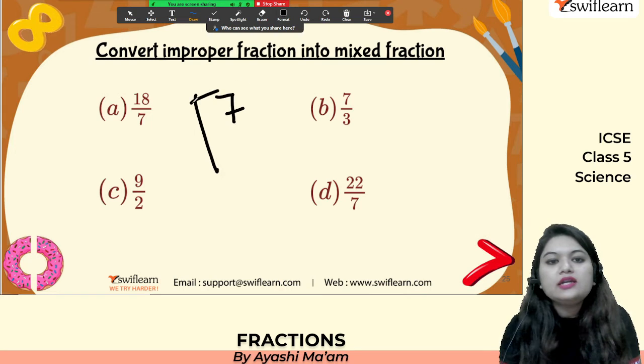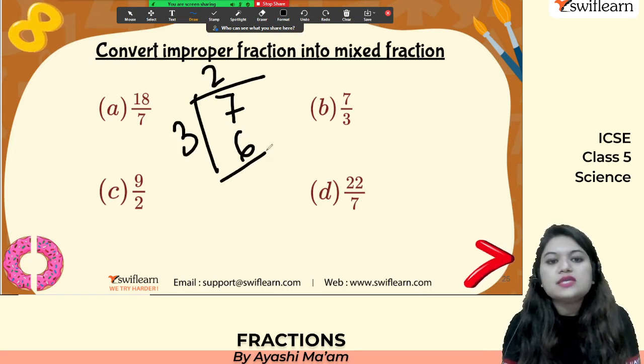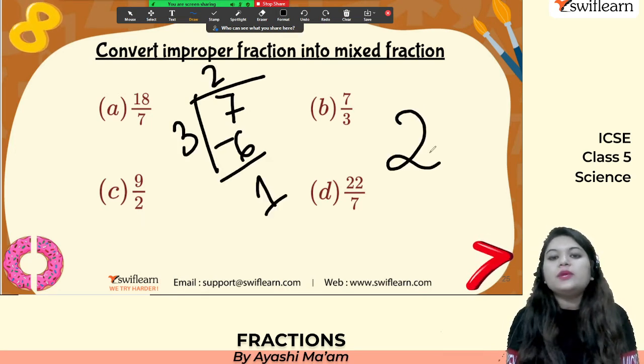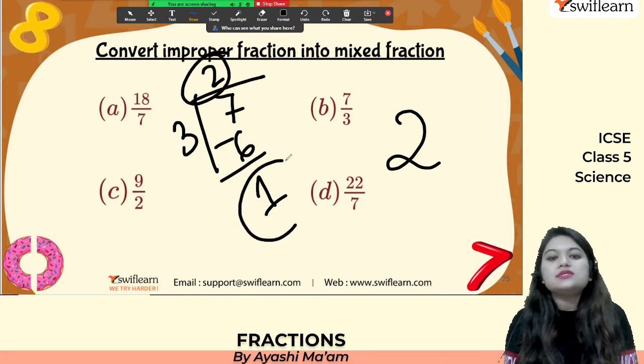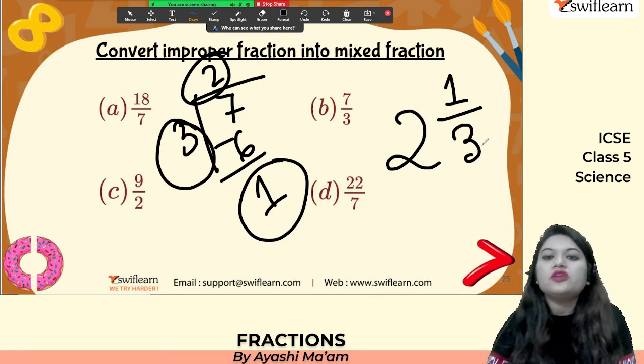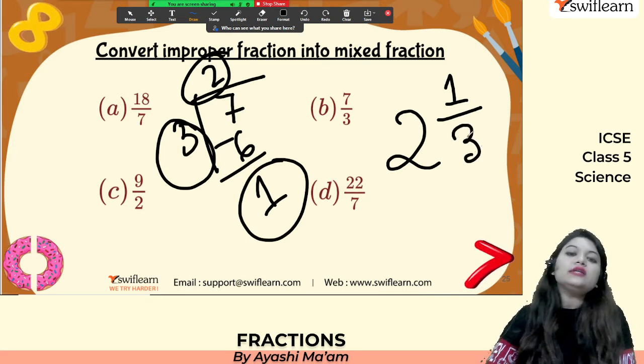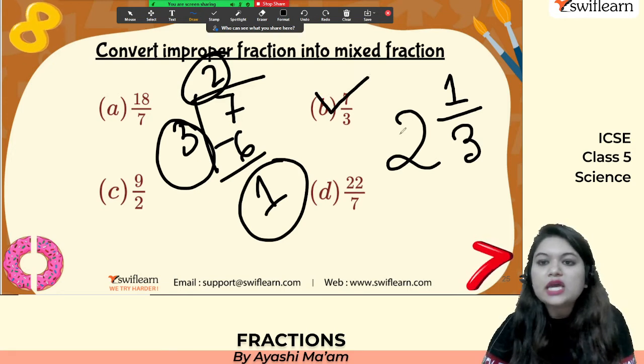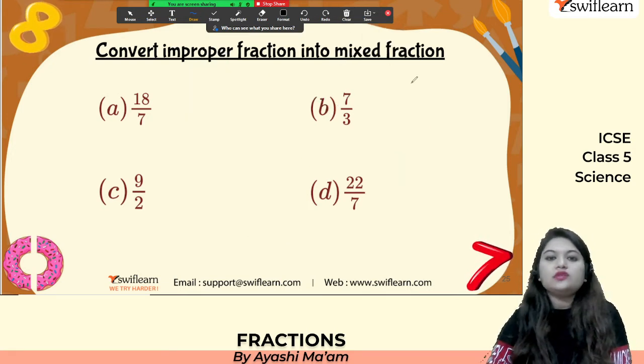So we have 7 divided by 3. So 3 2s are 6, we will get 1. So 2 will be the whole number part, the quotient, 1 is the remainder, 1 will be the numerator of the fraction, and 3 is the divisor, 3 will be the denominator of the fraction. Therefore, we have converted the improper fraction 7 by 3 into the mixed fraction 2 whole 1 by 3.